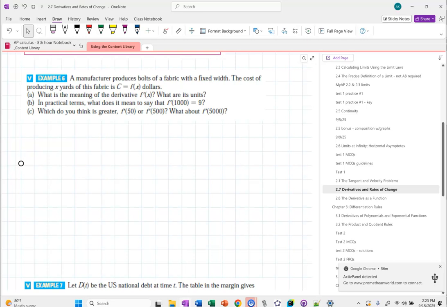Let's look at this example. I think this will be the last thing that I need to look at here. Sound good?